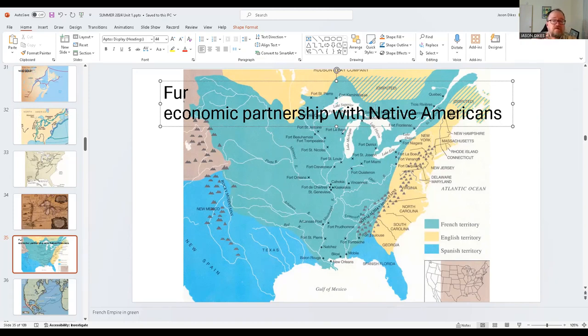Because the fur trade needs Native Americans. And so they will treat the natives as equals. And that's going to have a profound effect on British and American history that we'll get to towards the end of this unit and also in Unit 2. So that's the French. They do spread out quite a bit, and their main economic good is fur.